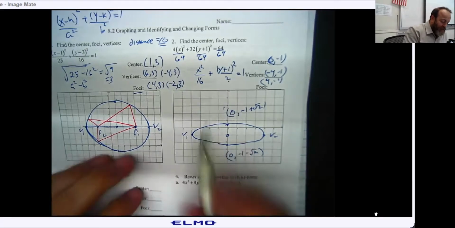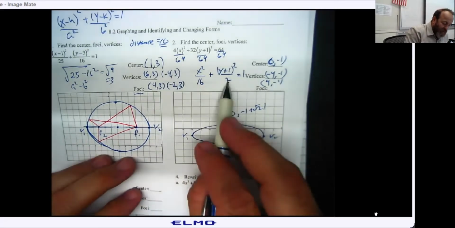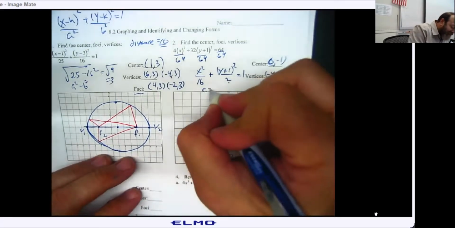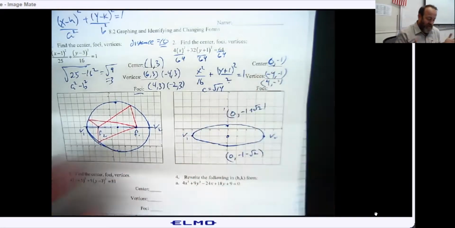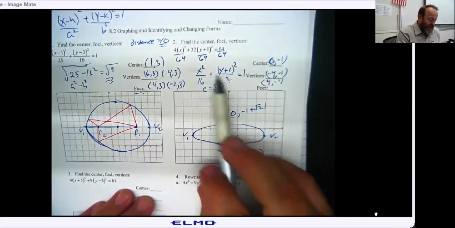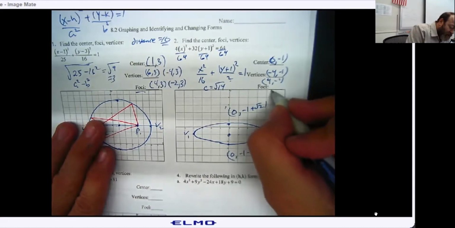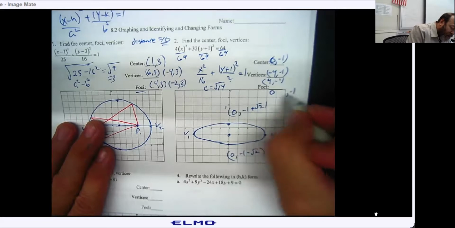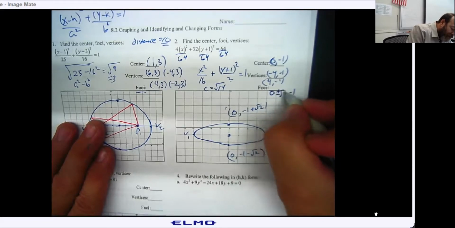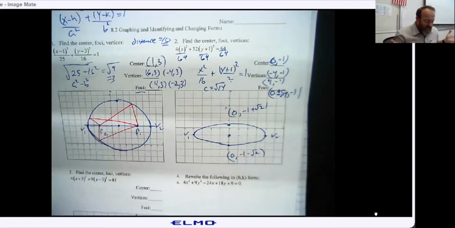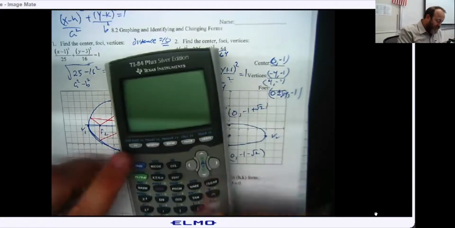And now to find the foci, 16 minus 2 is 14. So my c value is root 14. I'm going to go to the center, which is (0, negative 1), and I'm going to move over and back root 14. But let's see, what is root 14?